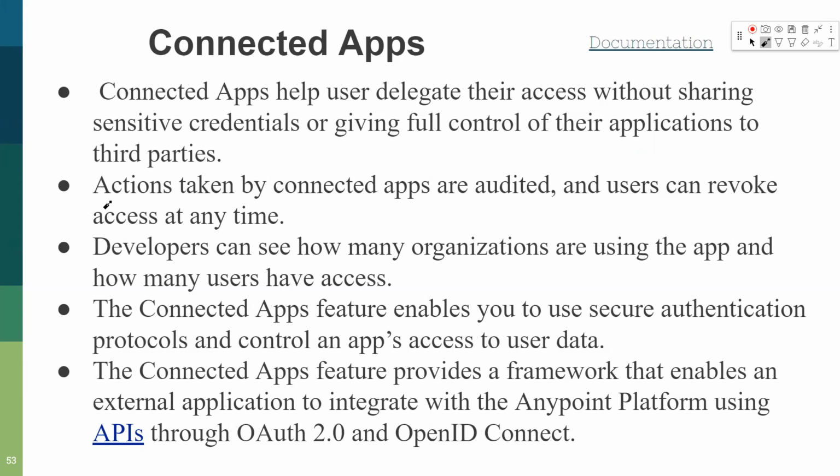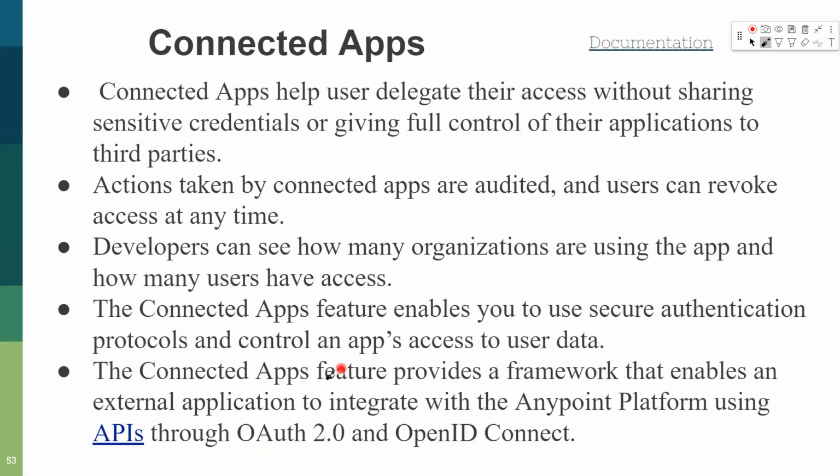The other advantage is that actions taken by connected apps are audited. Users can revoke the access at any time, and when they revoke it, they have still not shared their username and password. Developers can also see how many organizations are using the app and how many users have access. The connected apps feature enables you to use secure authentication protocols and control an app's access to user data. It says it uses OAuth 2.0 and OpenID.